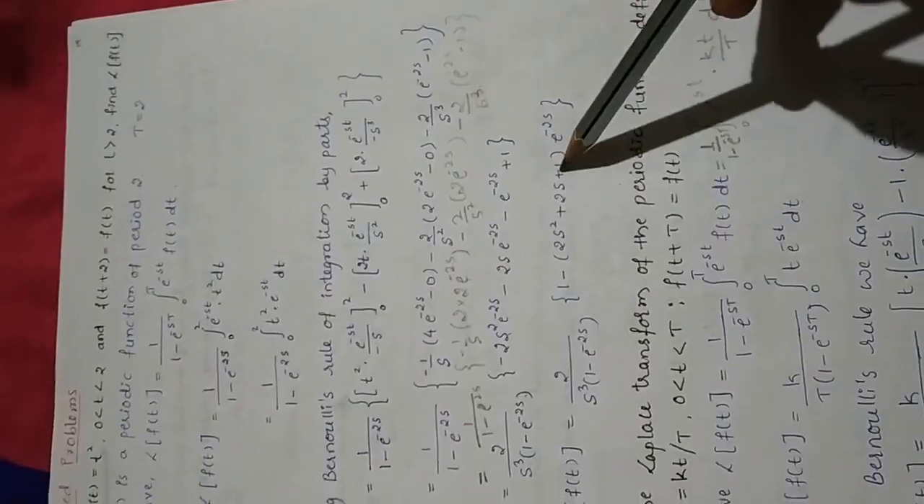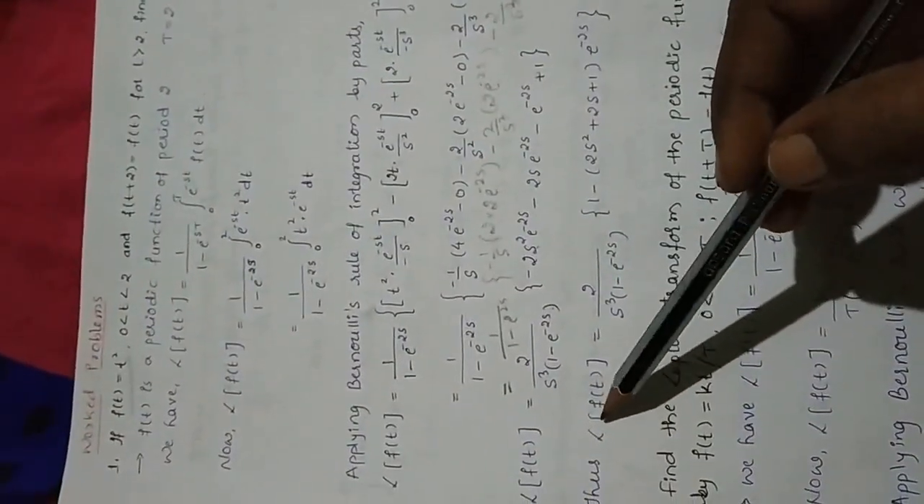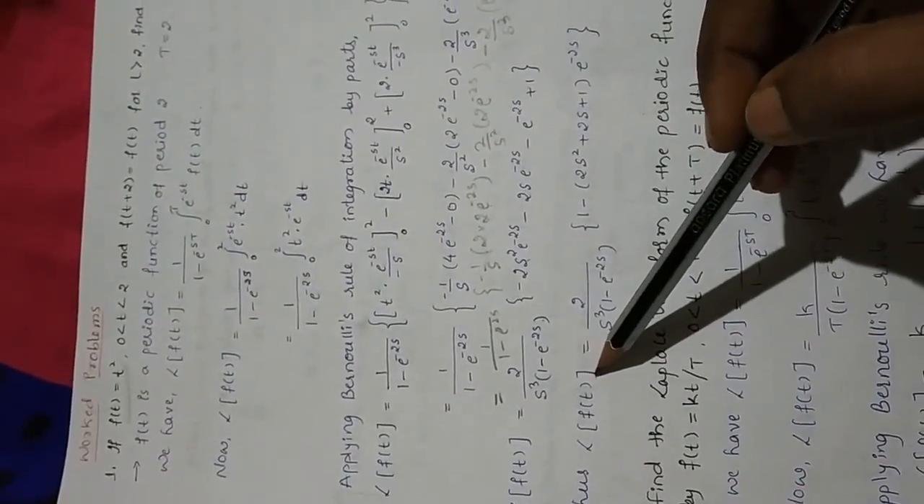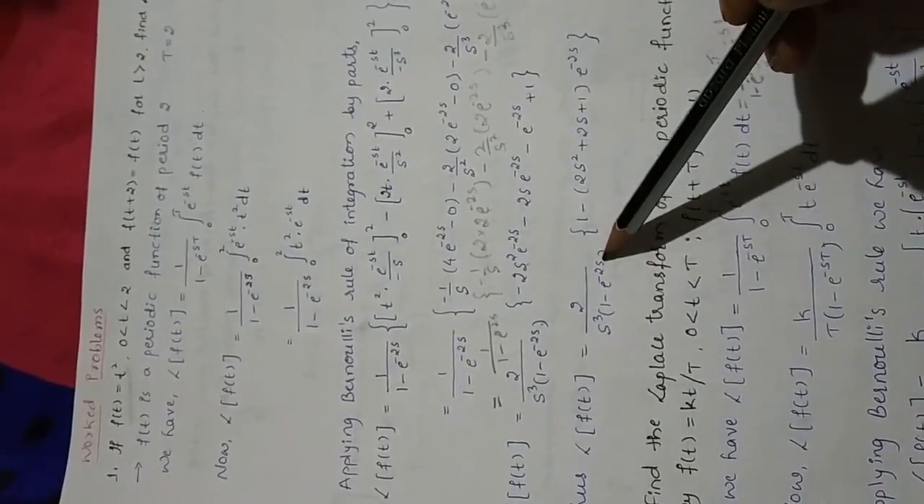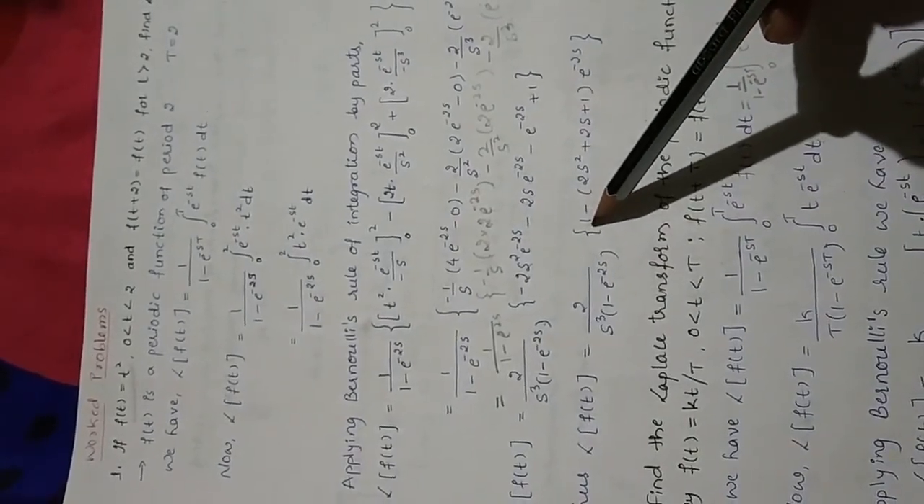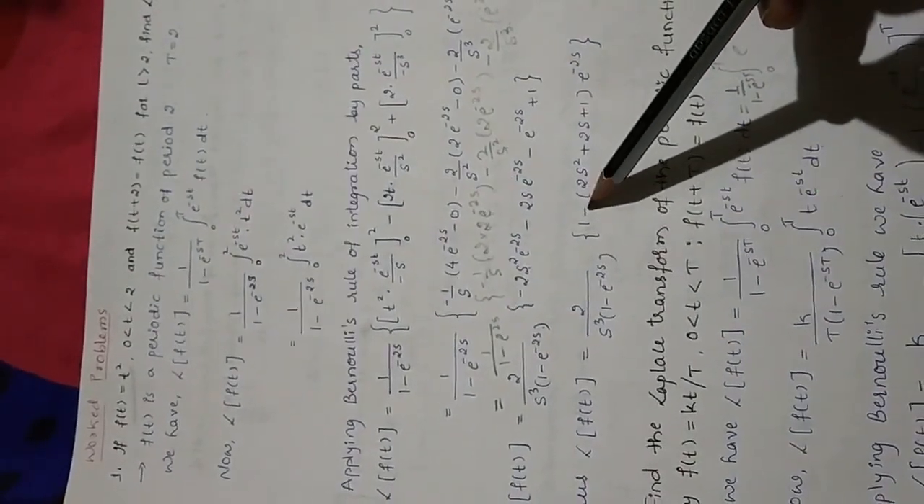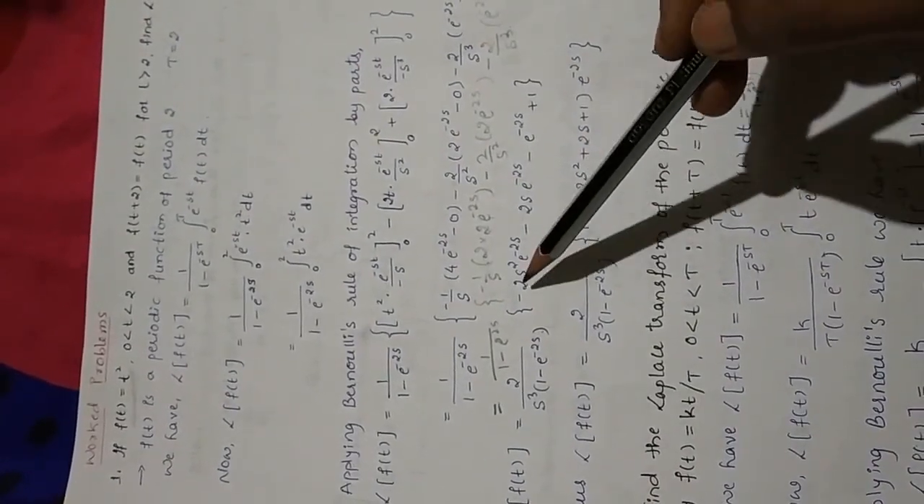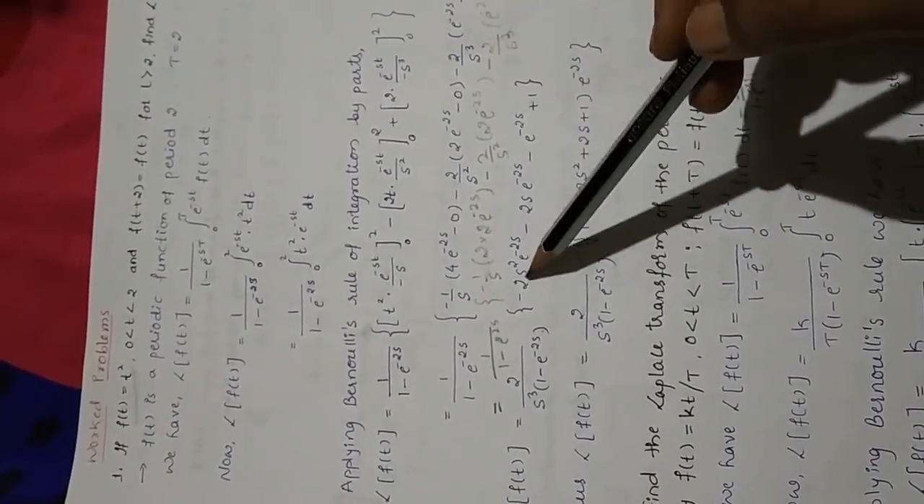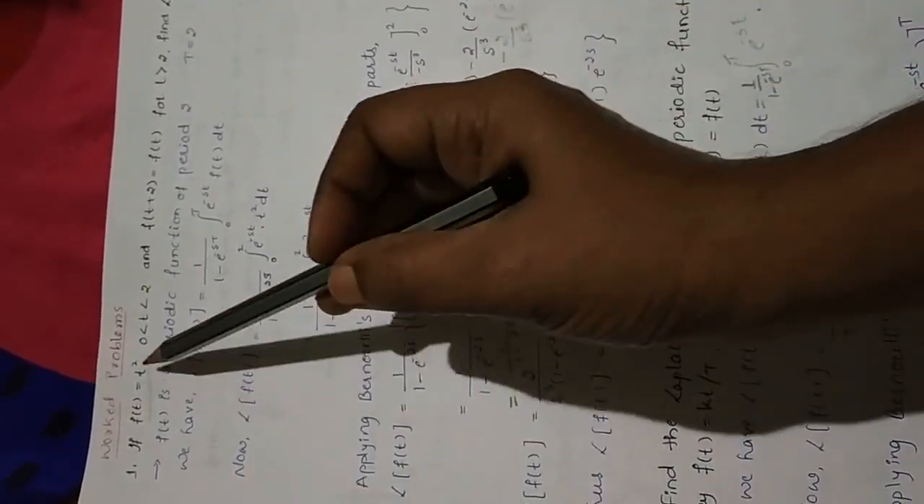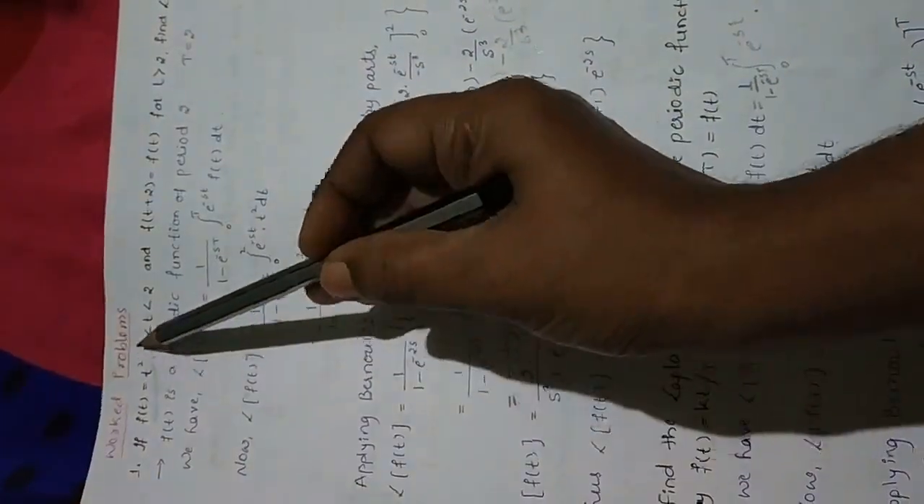Rewriting this step, we have obtained the Laplace transform of the given function. L of f of t is equal to 2 upon s cube into bracket 1 minus e raised to minus 2s, into bracket 1 minus, taking e raised to minus 2s common from these terms, that is 2s square plus 2s plus 1 into e raised to minus 2s. This is the Laplace transform of the function t square with the period 2.